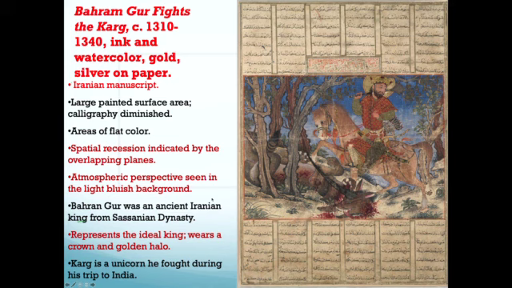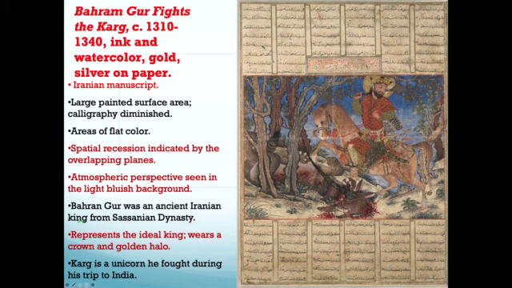So it represents the ideal king. He wears a crown. He's got a golden halo, which is something that we haven't seen in Islamic art, which is something that they are carrying over from Christian art. We see a little bit of atmospheric perspective because the light bluish background helps to create the idea of depth. And the Karg is this mythical unicorn that he will fight during a trip to India.